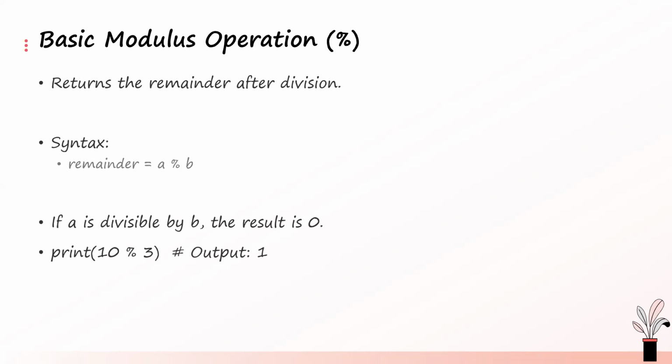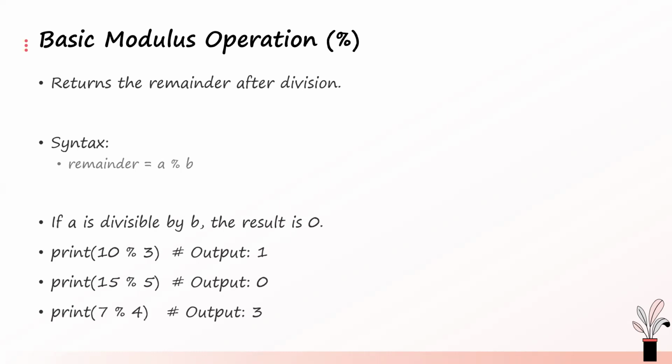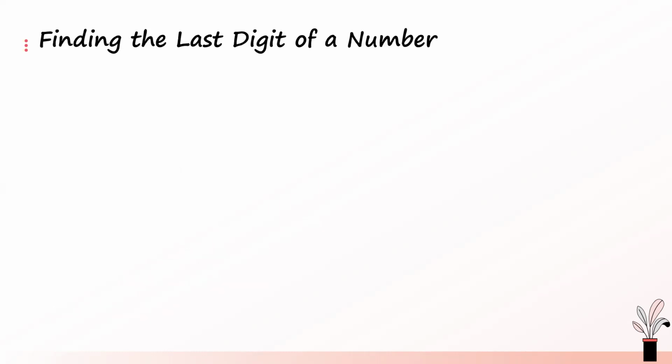If you say 10 divided by 3, that gives you 1 as the remainder. 15 divided by 5 will give you 3 remainder 0, so the remainder will be 0. If you say 7 divided by 4, the remainder is 3, because 7 divided by 4 gives you 1 remainder 3. So this is how the modulus operator works.